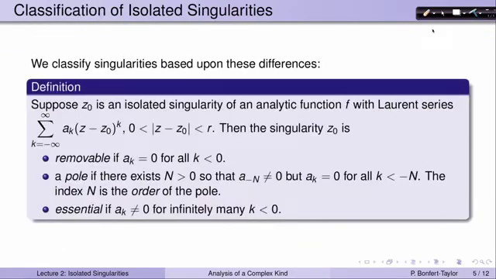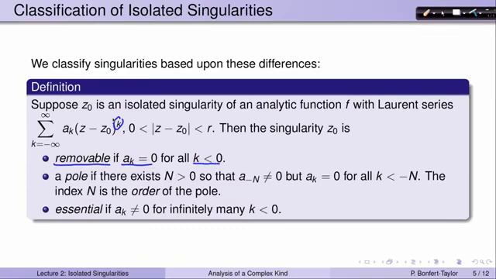Here's the classification. Suppose z0 is an isolated singularity of an analytic function f, and so that means we have a Laurent series expansion in the punctured disk around z0. We say the singularity is removable if all the coefficients belonging to negative powers of z minus z0 are actually equal to 0. So ak is equal to 0 for all k that are less than 0. And those are the k's that give rise to negative powers of z minus z0.